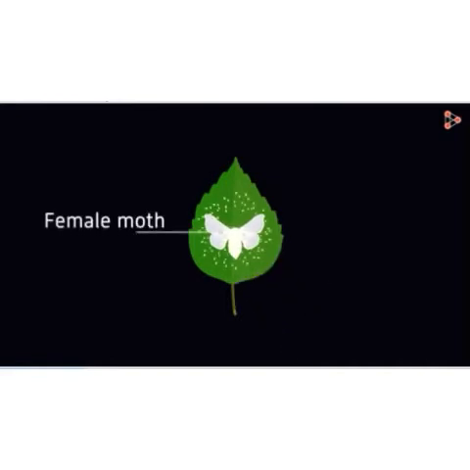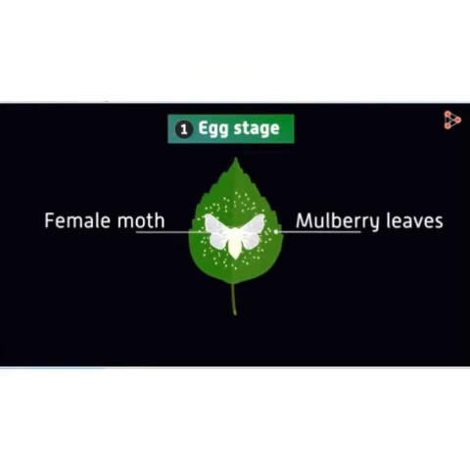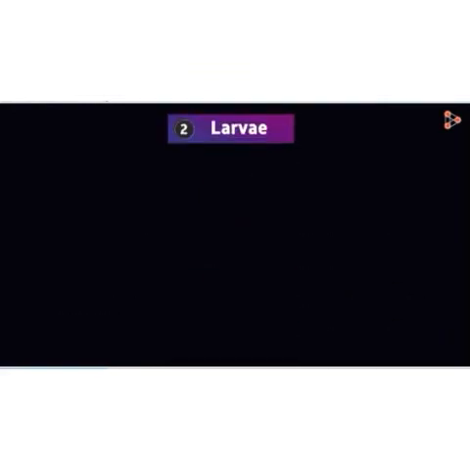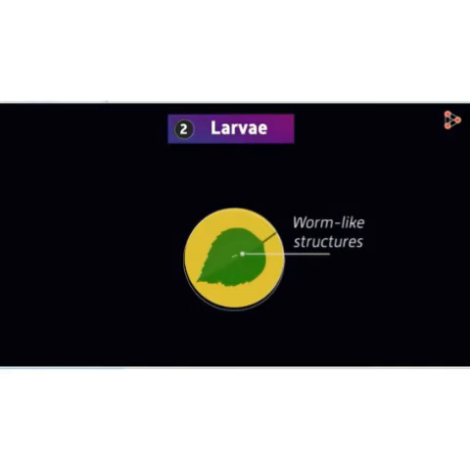To begin with, the first stage is where the eggs are laid by the female moth on the leaves. So, which plant leaves are preferred by the moths? It is plants such as mulberry which moths prefer. So, the egg stage is the first stage. The next stage, students, is where the eggs develop into larvae. Larvae are the worm-like structures.